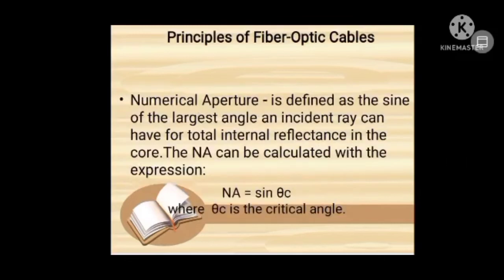Numerical aperture. It is defined as the sine of the largest angle an incident ray can have for total internal reflectance in the core. In addition, it is the measure of the ability of an optical fiber to collect or confine the incident light ray inside it. It is among the most basic properties of optical fiber. The numerical aperture can be calculated with the expression NA is equal to the sine of the critical angle.